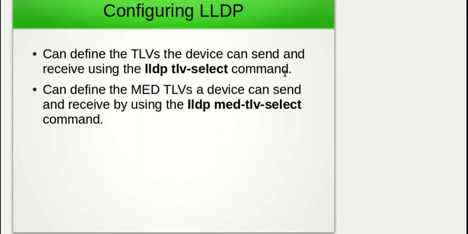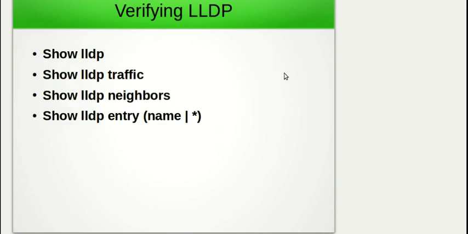With CDP, we're kind of limited to what we can advertise or what we cannot advertise. Whereas LLDP is much more customizable, so we can advertise a whole range of things, and we can severely limit what we want to advertise to our neighboring devices, which is one of the reasons why some companies use LLDP. And we can verify LLDP by using the same commands as with CDP, apart from we just replace the CDP part with LLDP.